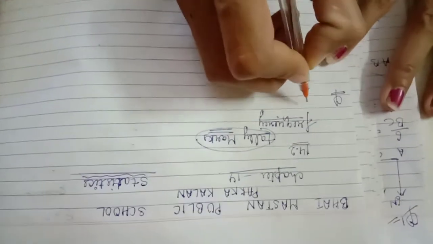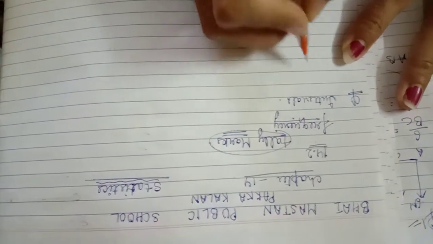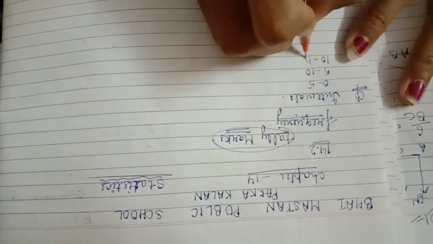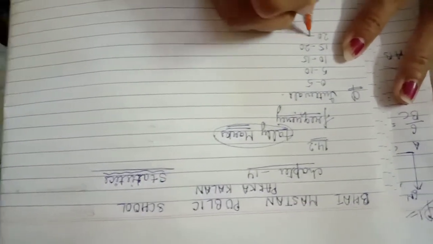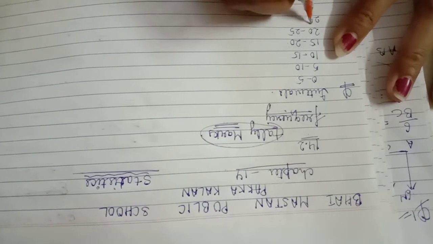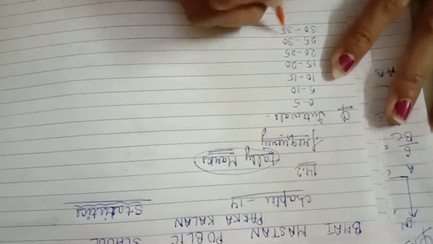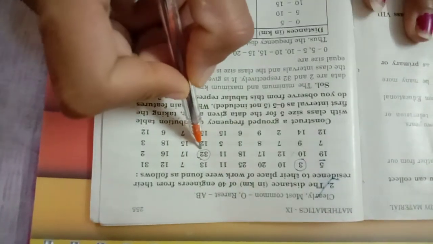Suppose here the intervals are 0 to 5, 5 to 10, 10 to 15, 15 to 20, 20 to 25, 25 to 30, and 30 to 35. No need to write the next interval because your greatest number is 32. Now I am going to write the tallies.